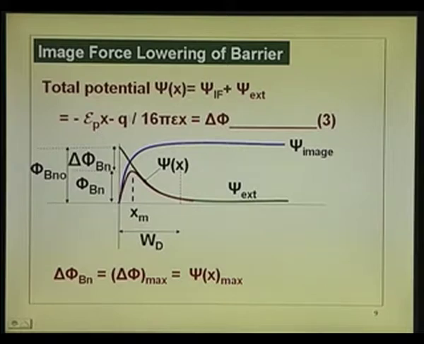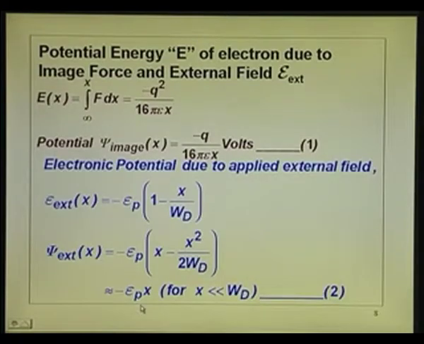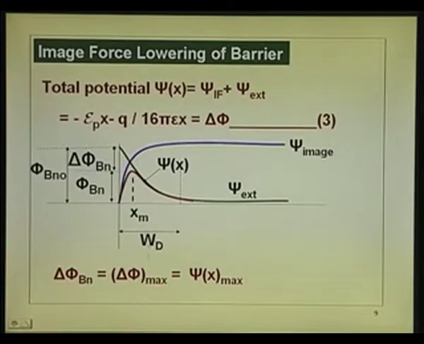The sum of the two is given by, if I approximate the external potential this way, E peak into x, then you have these two terms. You add up those two, that is delta phi, the potential with respect to that point, or total psi itself. Better to call it the total potential. Okay. So, the potential is the sum of the two.